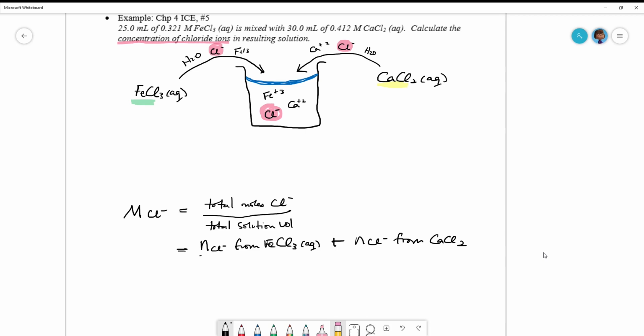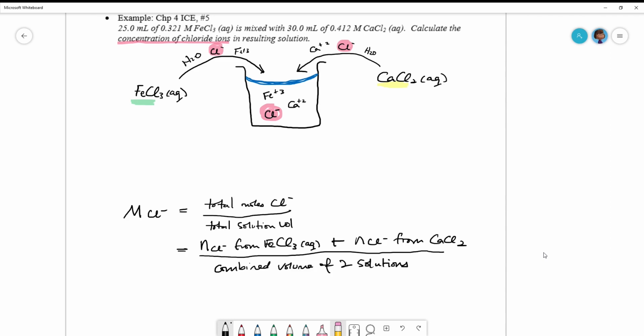Okay, that's going to be our numerator. And in our denominator, well, we need the total solution volume. The total solution volume would have to be the combined volume of the iron chloride solution and the calcium chloride solution. So let's just write that this is going to be the combined volume of the two solutions. Okay, now we've thought it through, we're now going to need to get some numbers.